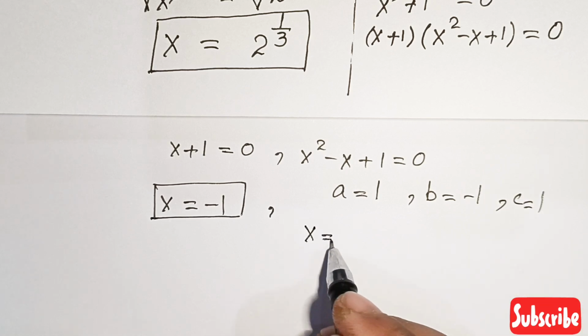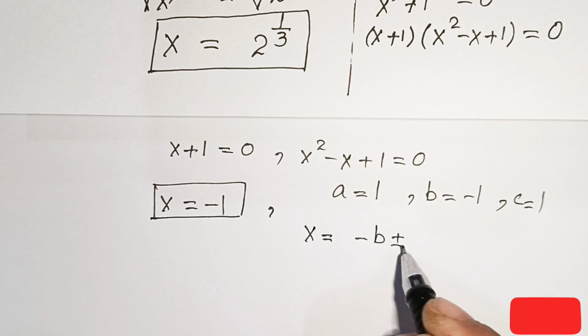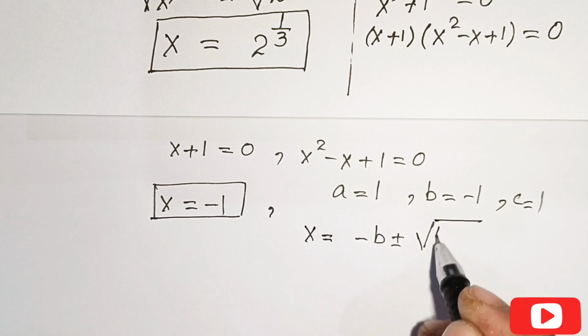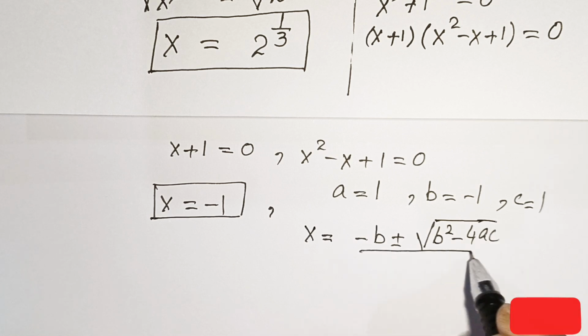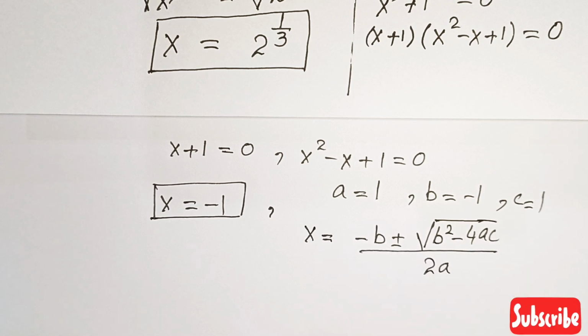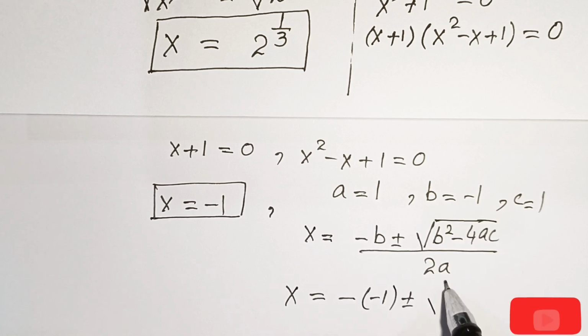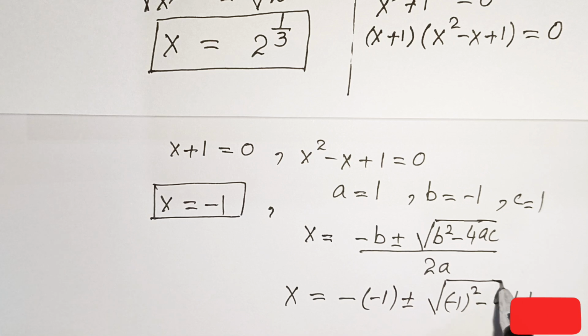Using the quadratic formula, which is x is equal to minus b plus minus square root of b squared minus 4 times a times c all over 2 times a. Putting the values, we get x is equal to minus times minus 1 plus minus square root of minus 1 whole squared, and minus 4 times a is 1, c is also 1, all over 2.